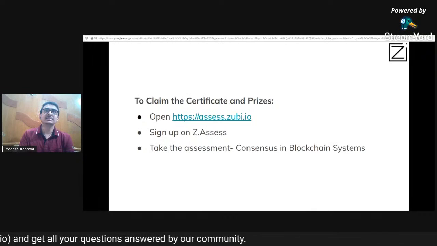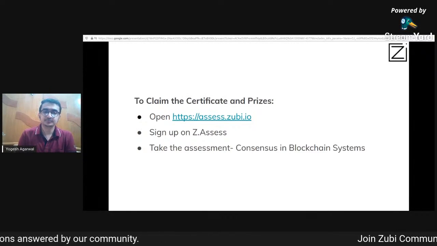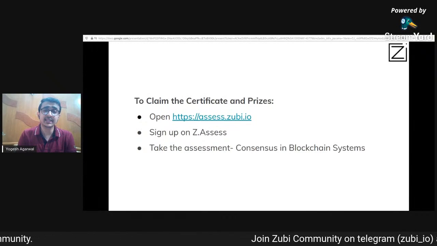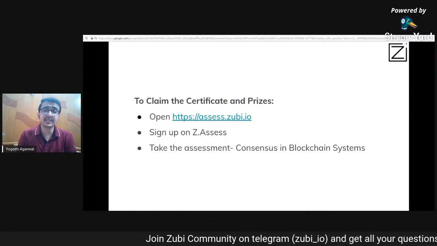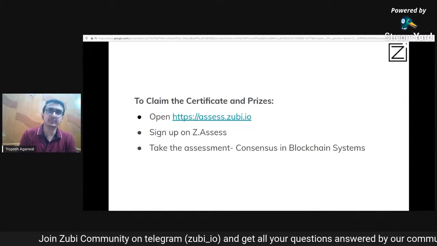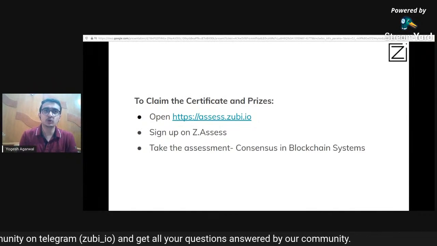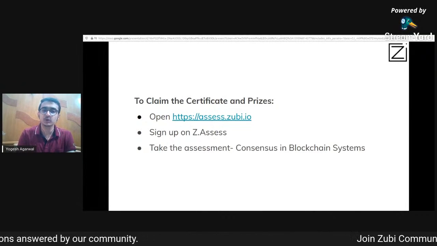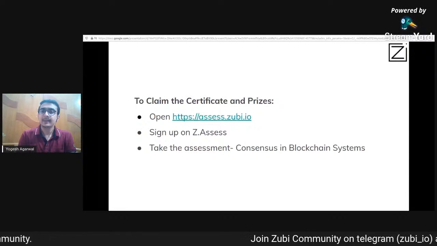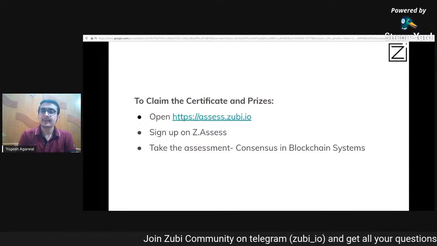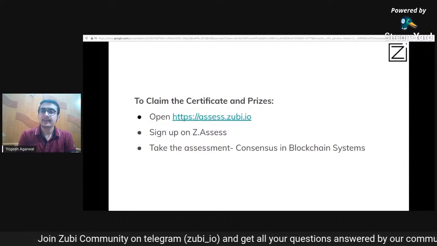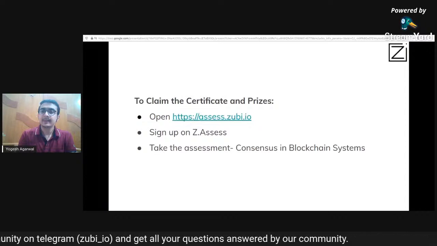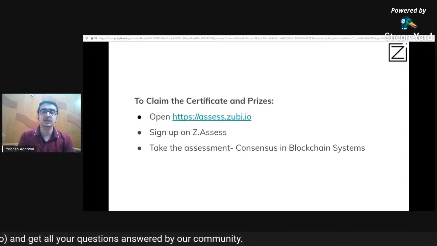That has 20 questions in it, and it is a 10 minute quiz. So it's very simple. You just have to give 10 minutes, and in case you don't pass in the first attempt, you can give multiple attempts. You have 3 attempts. As soon as you pass the quiz, you get a certificate. The passing criteria is 35%.